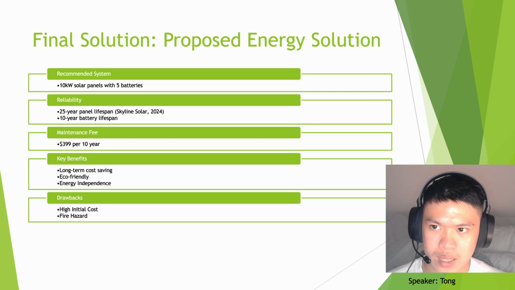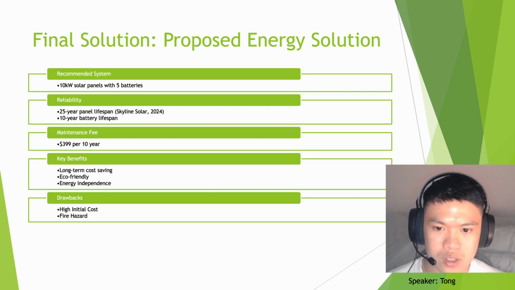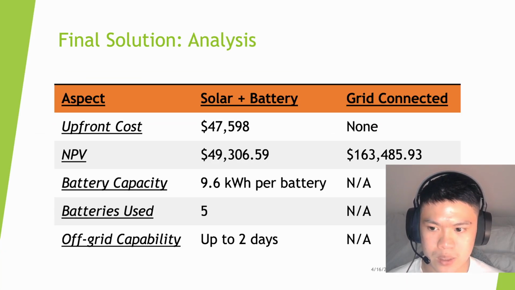However, the drawbacks are the high initial cost of around $47,500 and fire hazard if it's not installed properly. And the system can last up to 20 years, with solar panels lasting up to 25 years and batteries lasting up to 10 years, with a low maintenance cost of just $399 every 10 years. This shows the longevity of the system.